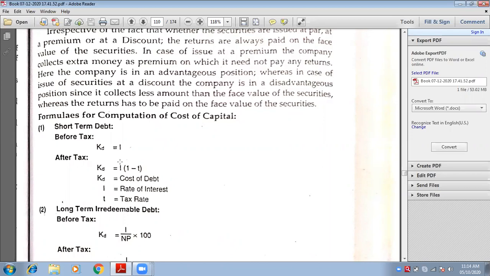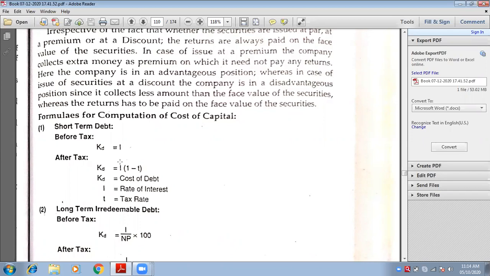This is a standard assumption. But if they are asking you to calculate as per before tax, that is a different question. But if they don't disclose anything in the question, that means they are expecting you to calculate the rate of the WACC after tax. So anything that comes while calculating WACC, if it is before tax, you will have to convert it into after tax.